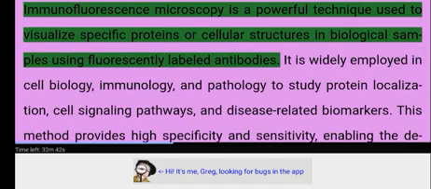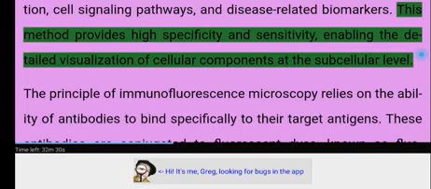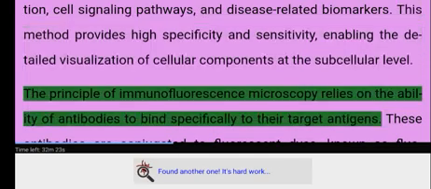Immunofluorescence microscopy is a powerful technique used to visualize specific proteins or cellular structures in biological samples using fluorescently labeled antibodies. It is widely employed in cell biology, immunology, and pathology to study protein localization, cell signaling pathways, and disease-related biomarkers. This method provides high specificity and sensitivity, enabling the detailed visualization of cellular components at the subcellular level.